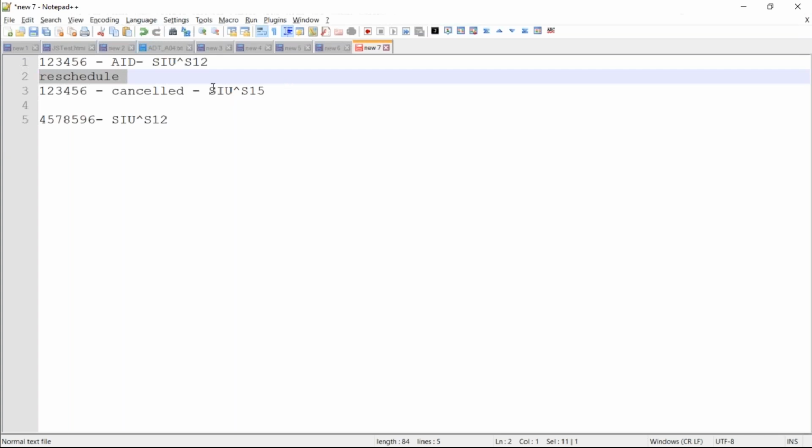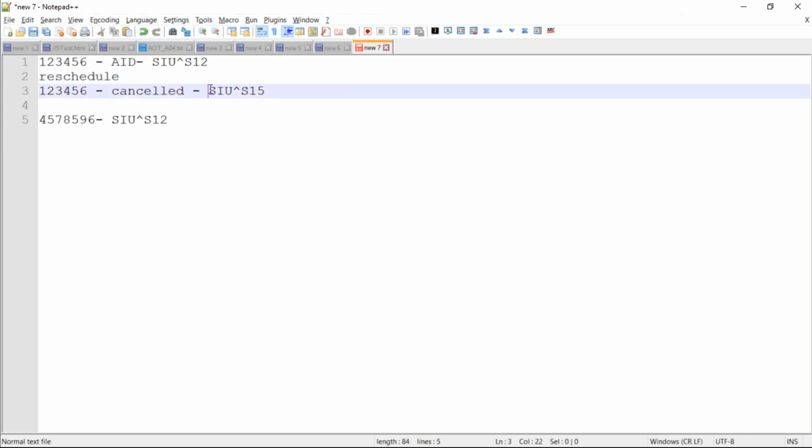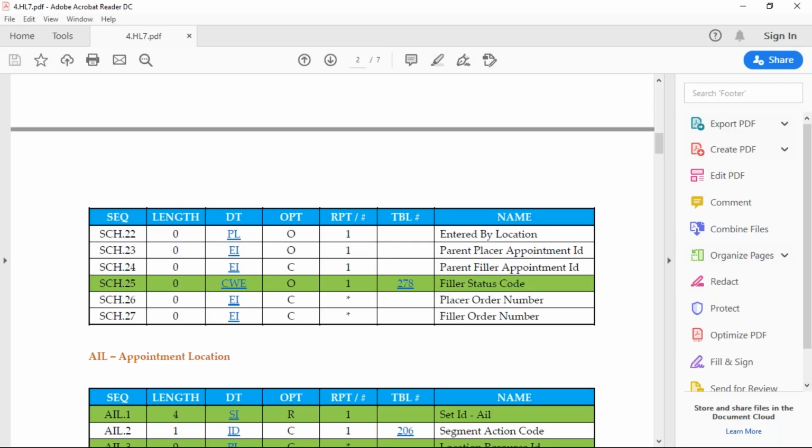Okay, so at this point of time, when a reschedule happens, two messages are triggered simultaneously. One is SIU S15, the other one is SIU S12. EHR receives SIU S15 for the existing appointment, it will cancel it, and simultaneously it will receive SIU S12, which is a new appointment. It will register the new appointment for the patient. Okay, so in this way, the workflow works when we talk about appointments with all different scenarios.